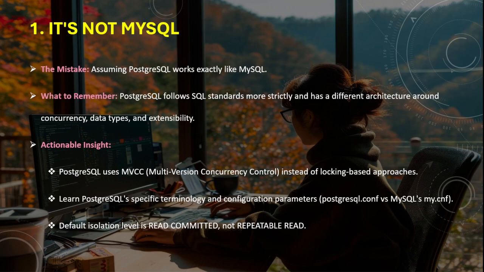It uses something called MVCC, also known as multi-version concurrency control. Instead of locking rows for reading, it creates a new version of data, which generally means better performance for applications with a lot of concurrent reads and writes. Also, things like case sensitivity in text fields and the default transaction isolation levels are different. So, unlearn what you might know from MySQL and approach Postgres on its own terms.